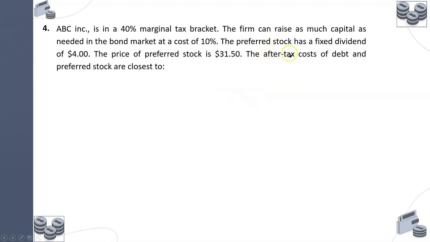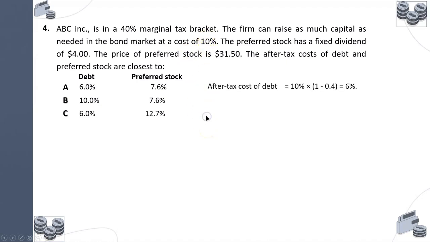Definitely the word after-tax cost relates to debt and not preferred stock, because preferred stock has nothing to do with tax and it is not tax deductible. The answer given is debt, this figure, and preferred stock, this figure. Let us calculate the after-tax cost of debt of the company.